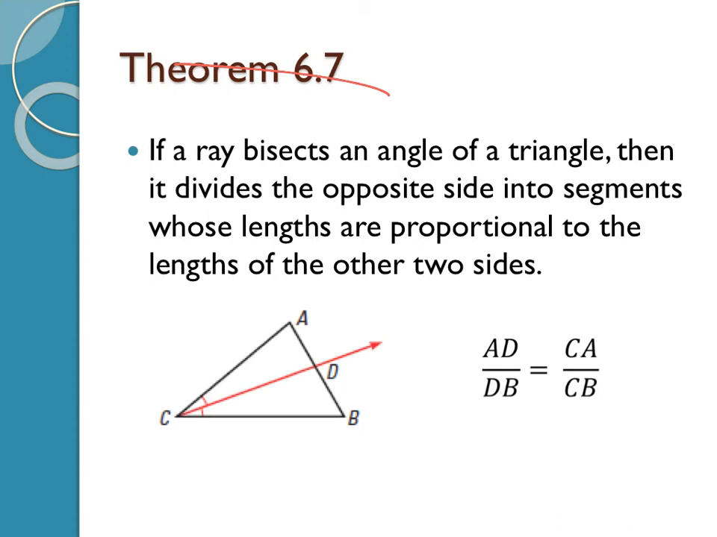So here is my ray, and it's bisected my angle, and I can tell that it bisected it because I have 2 congruent pieces here. And then the side that's opposite that bisected angle, these are going to be proportional to the other 2 sides. So what they've done here is taken this piece, AD, and put it on top of the other piece that it split, and then they take the 2 sides and put them on top of each other. That's one way you can set up your proportion.